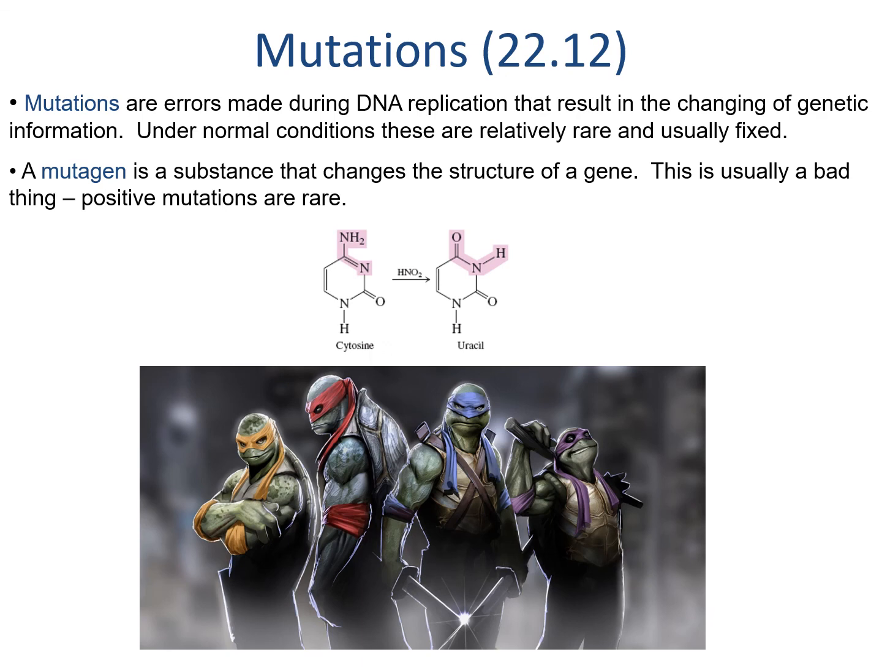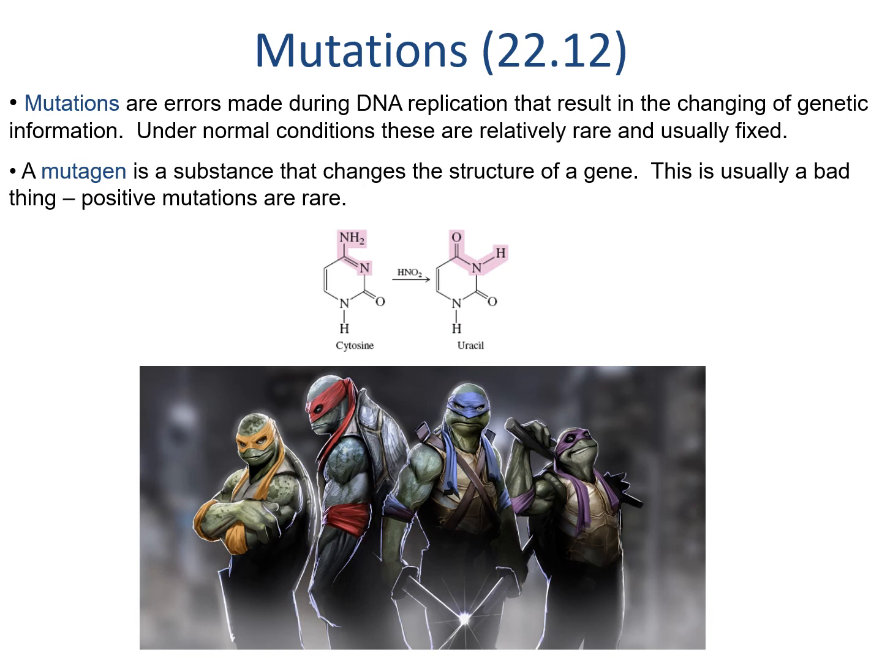We've talked a lot about how replication, transcription, and translation work when things are going right. Some things do not go right, and mutations are an example of that with DNA. Mutations are errors that are made during DNA replication that result in the changing of genetic information. Usually having 2 copies that are complementary gives our cells an ability to check whether there are errors, and when they relatively rarely happen, they're usually fixed. Sometimes the DNA is actually changed. A common example is when a mutagen is going to change the structure of a gene.